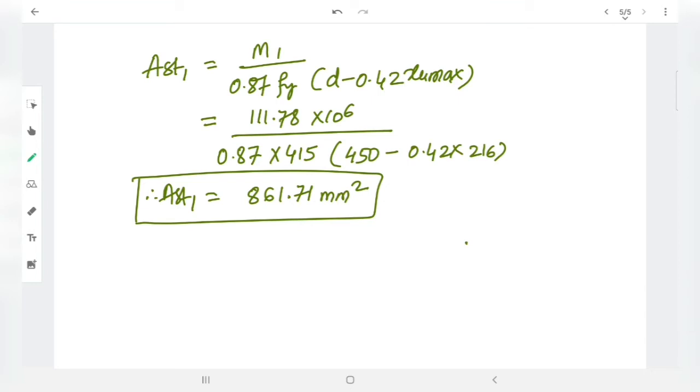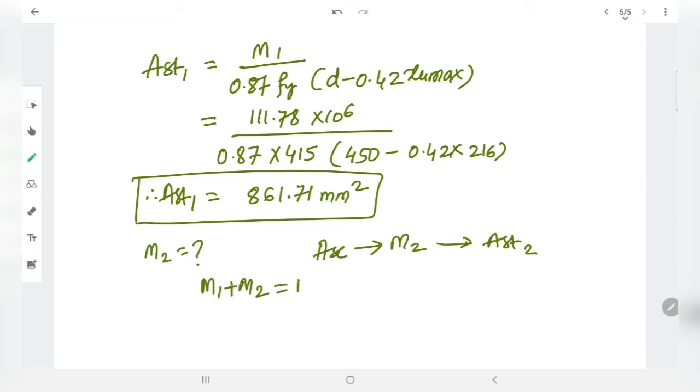When you get the value of AST1, I'll be able to find out the value of M2, and AST2. Until I get the value of M2, M2 is the question mark here. But we know the equation. Using the value of ASC, I can easily find out the value of M2. Using the value of M2, I can easily find out the value of AST2. When I get AST2, I know the value of M1 plus M2, I'll be getting MU.